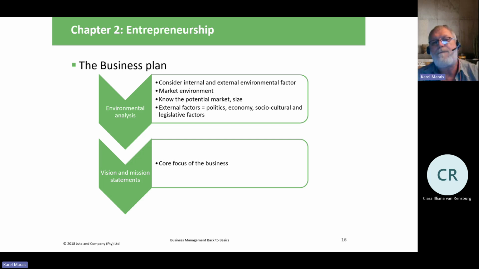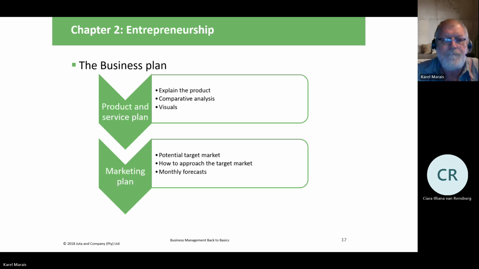Vision and mission statement gives us the core focus of the business. This is the future-facing things. This tells us where do we see the business in a couple of years? What is the great, big, audacious idea that we want to achieve? And what do we want to be known as? What is the core drivers of what we do?